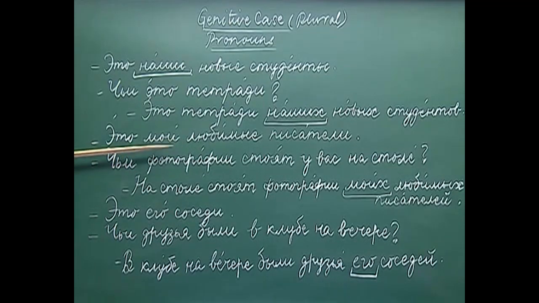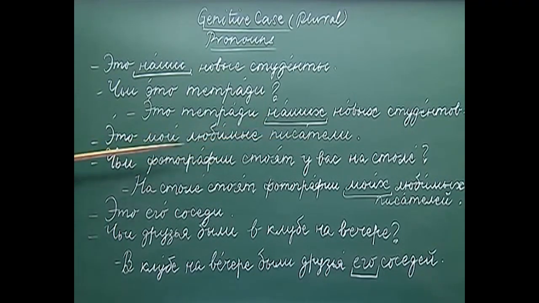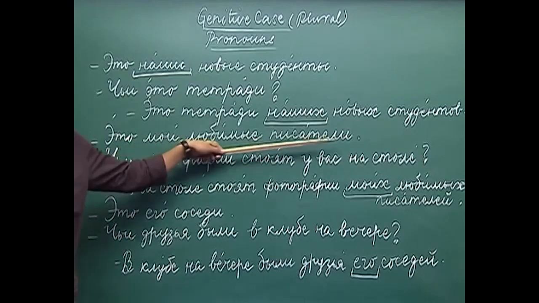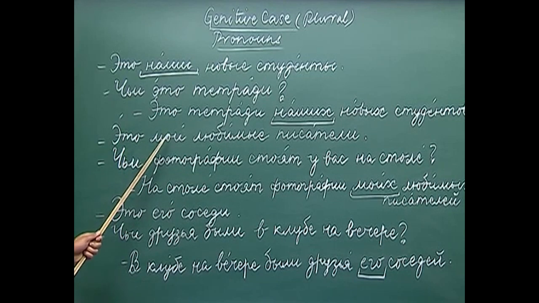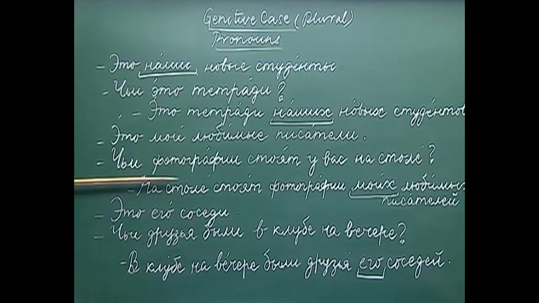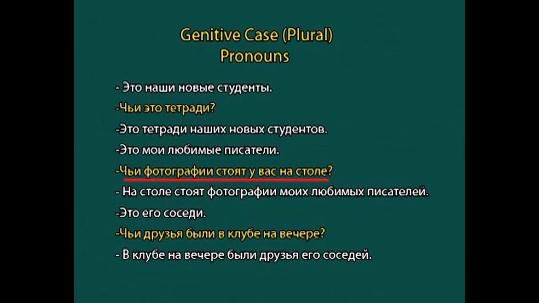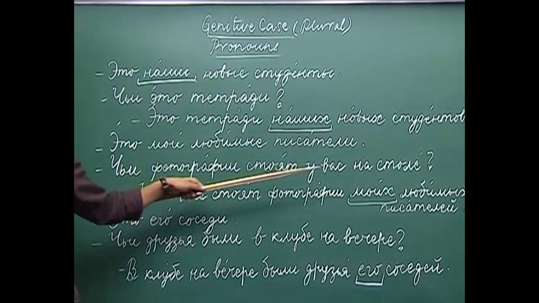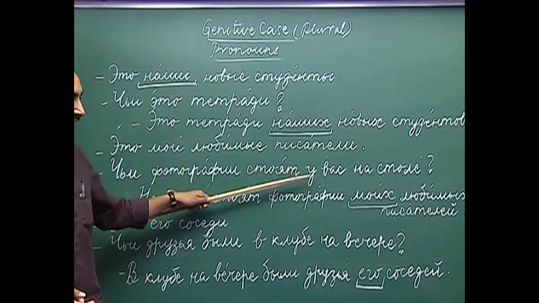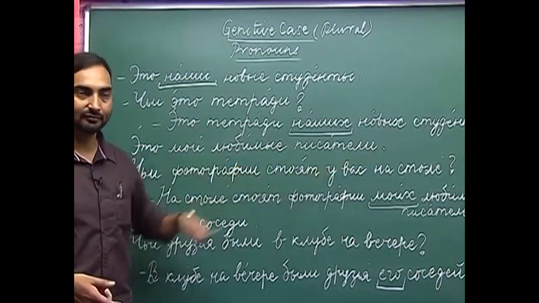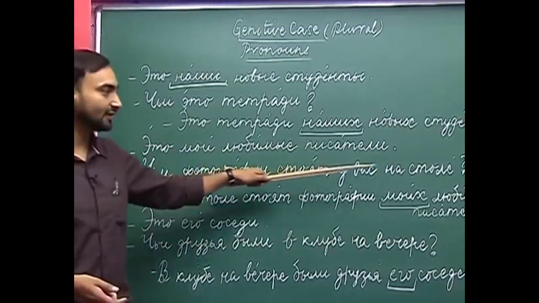Next, again I have written a simple sentence here: Eto moi lyubimie pisateli. These are my favorite authors or writers. So, moi here is a possessive pronoun. Next is a question: Chi fotografii stoyat u vas na stole? Whose photographs are there on the table?